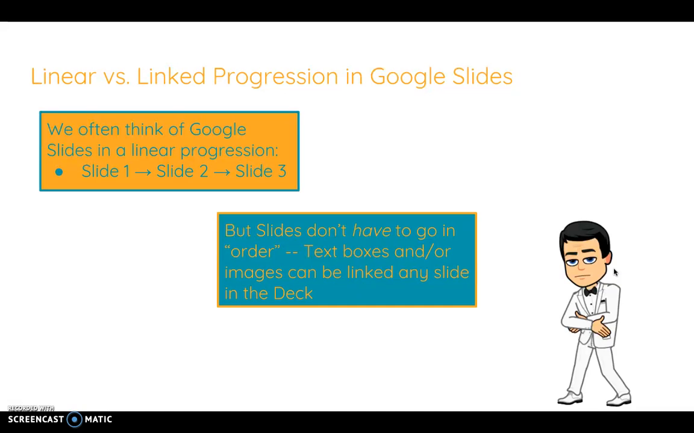But what we did with that Choose Your Own Adventure story is we used a more linked progression instead of a linear one. Any image or text box that you put in a slide presentation can have a link attached to it. So when you're in presentation mode and you click on that text box or that image, it will take you either to an external link. You could link it to a website that's not connected to your slides at all, and it would take you to that website, or you can link it directly to any of the slides in your slide deck. So when you click on it, you won't necessarily go to the next slide. You'll go to whatever slide you linked to that image or that text box.